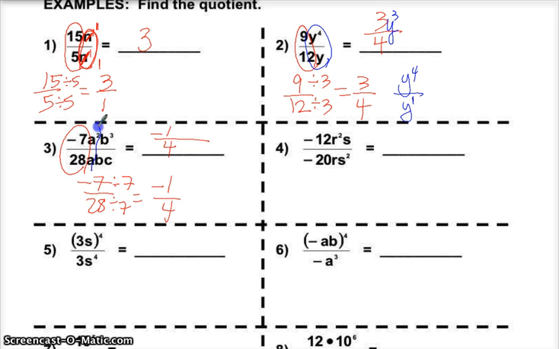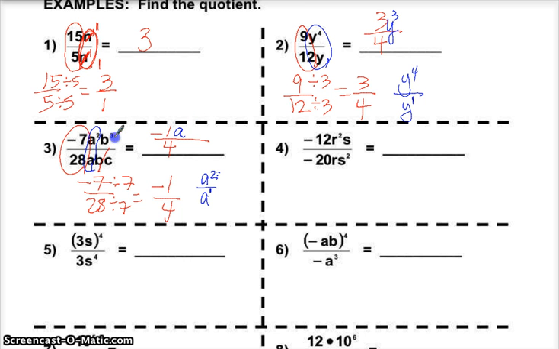Well, we have our a's. These are like bases. That's a squared divided by a. Well, 2, remember this is an invisible 1. 2 minus 1, it's bigger in the numerator, so my leftovers are going to be in the numerator. So 2 minus 1 is a to the 1 power. We don't need to write the a to the 1 power.